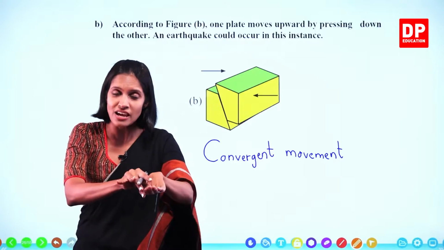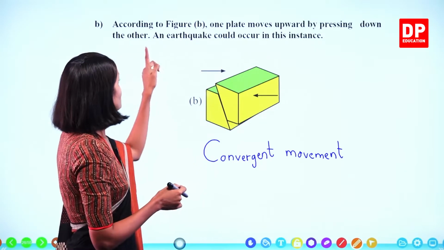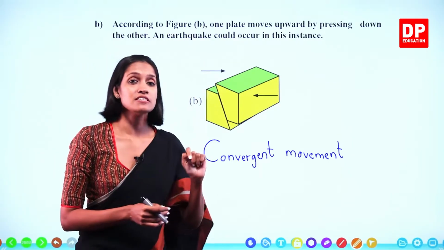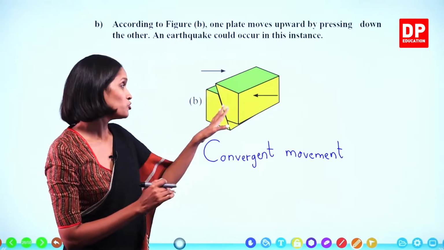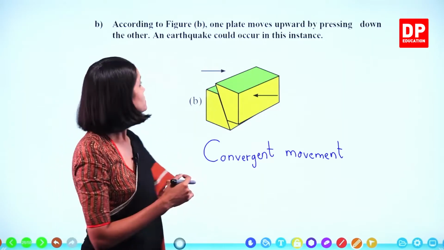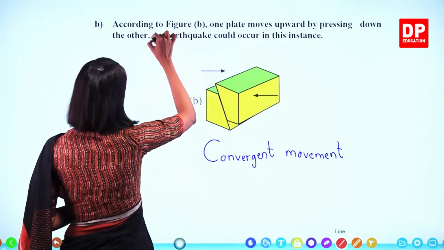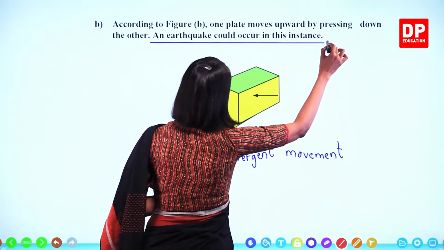Because of this contact, an earthquake might occur. Right? So an earthquake could occur in this instance. Right? So if the movement is faster, the earthquake will be stronger.